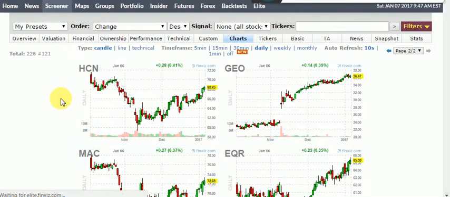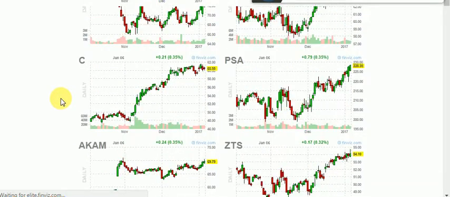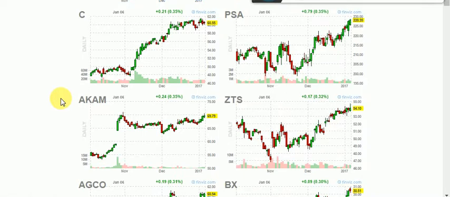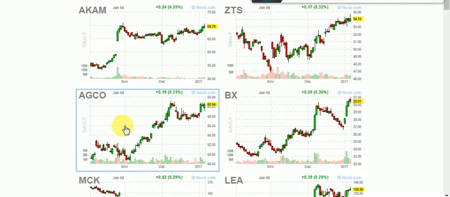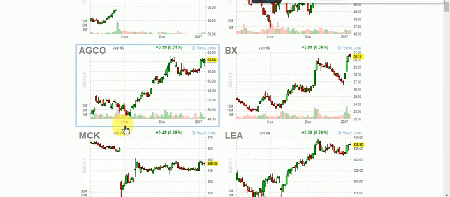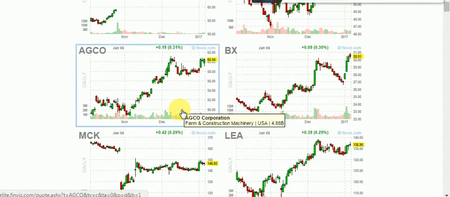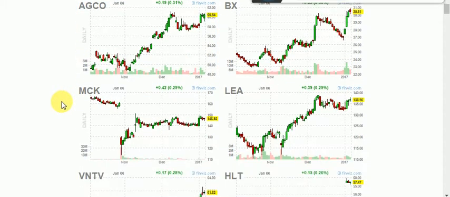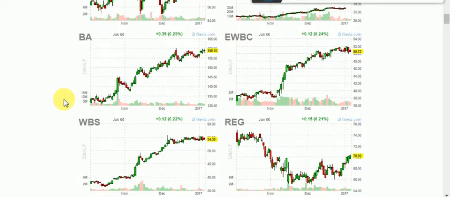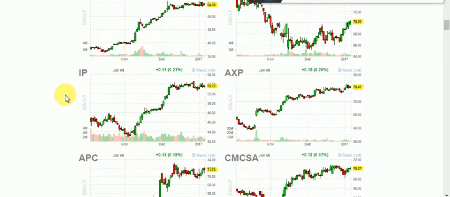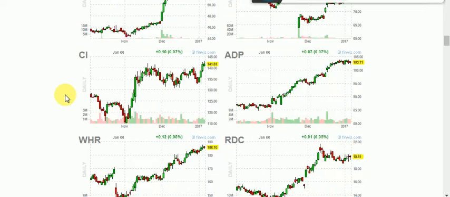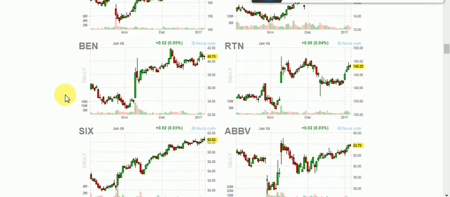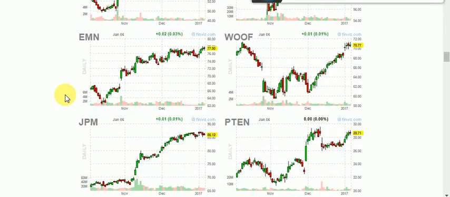ETR, PSA, EGCO. What is EGCO? Farm and construction. Now, farm and construction is kind of hard name to trade. So I don't really see much right now.